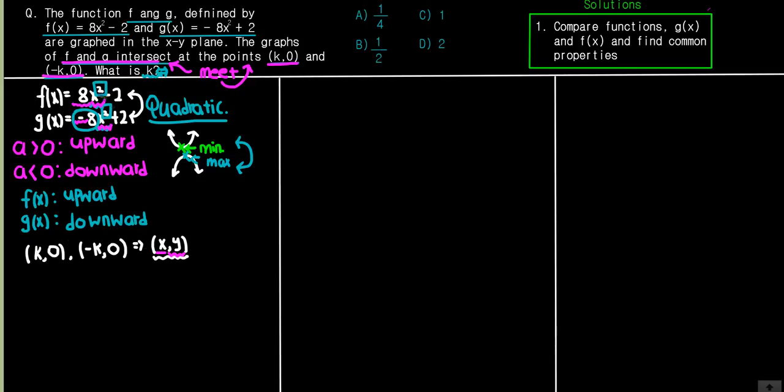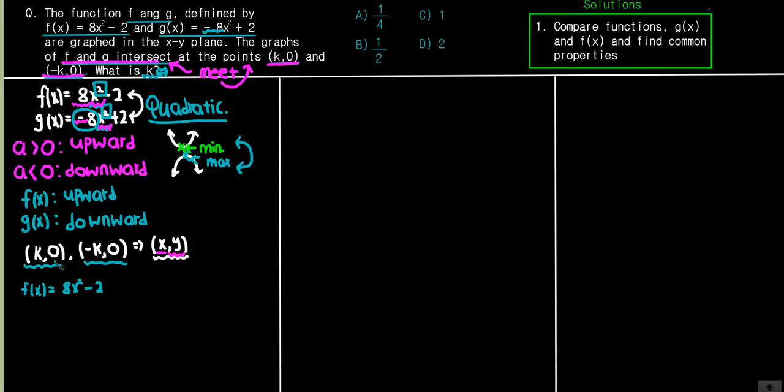So basically, we can just pick any function here because these points satisfy both of our functions. So let's just pick f of x, because for g of x it is negative 8, which means it contains the negative of the leading coefficient, and that can make our calculation a little bit harder. So for f of x, it is equal to 8x squared minus 2.